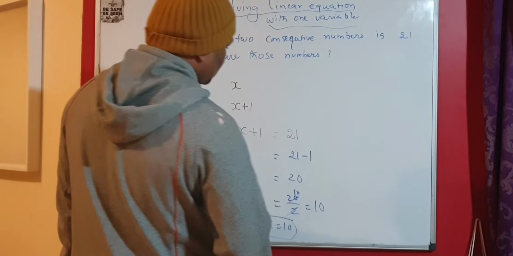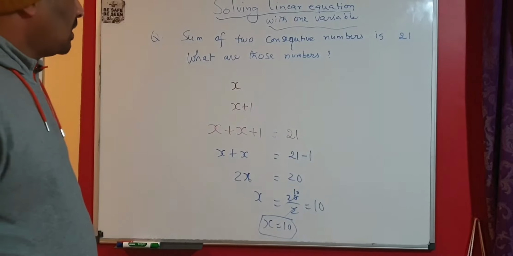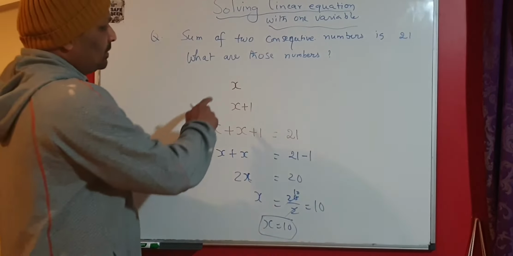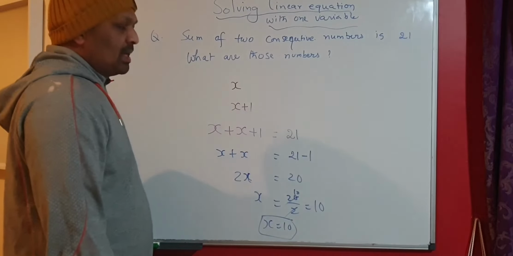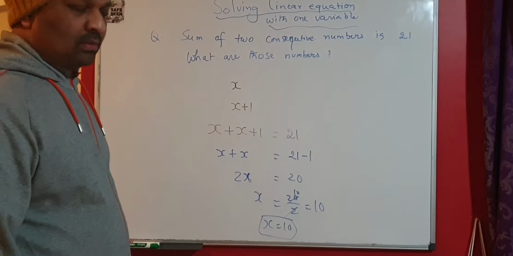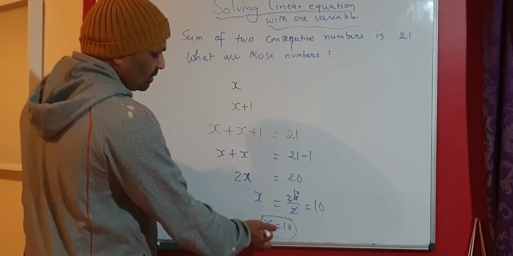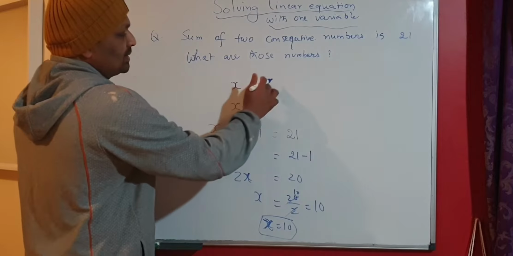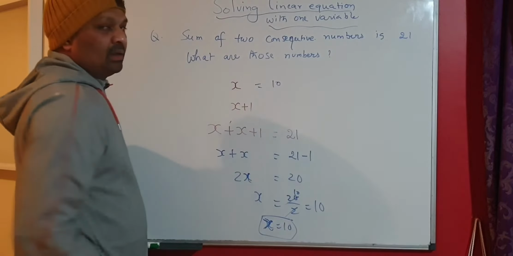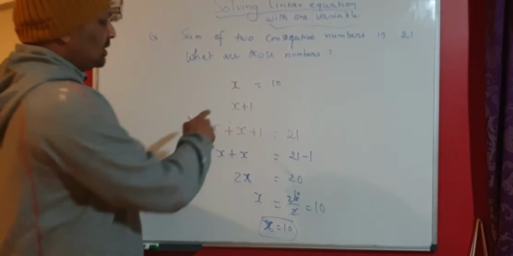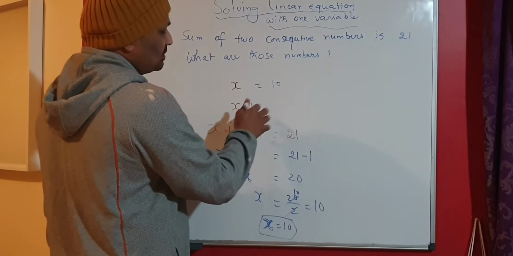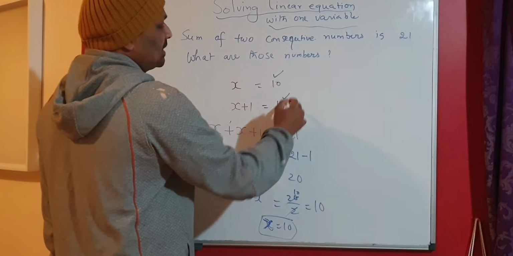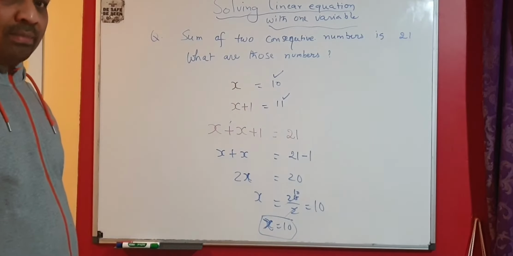Now, what are those numbers? That's not the answer yet. At the beginning, we assumed that x is one number and x plus 1 is the other number. We got x as 10, and x plus 1, when you put the value of x as 10, is 10 plus 1, which is equal to 11. So 10 and 11 are the two numbers.